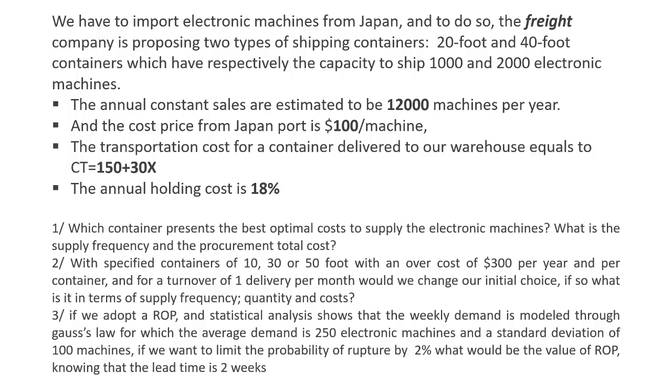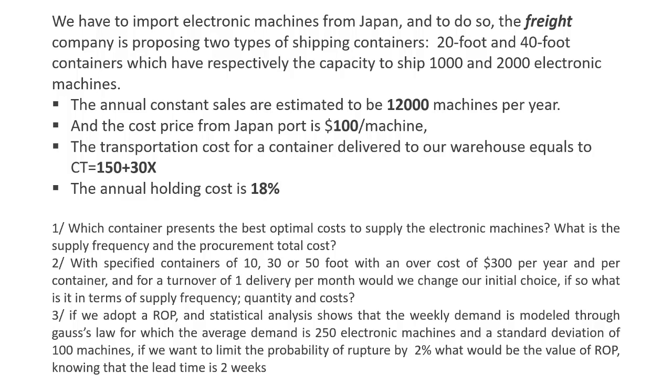The questions we will be answering are: first, which container presents the best optimal costs to supply the electronic machines? What is the supply frequency and the procurement total cost? The second question says that with specified containers of 10, 30 or 50 foot, with an overcost of $300 per year and per container, and for a turnover of 1 delivery per month, would we change our initial choice? If so, what is it in terms of supply frequency, quantity, and costs?